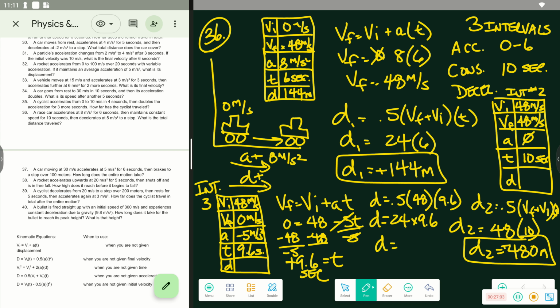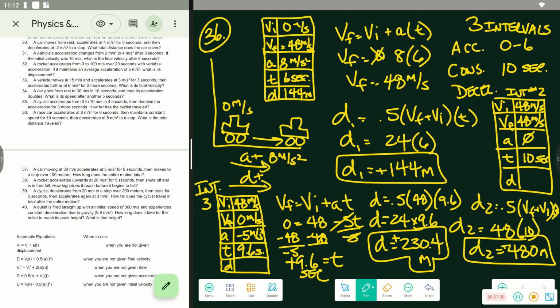Yes, that is correct. Go ahead, Joe. When you're doing the VF equals VI thing, I'm confused on that. Hold on. Let me just do this first. So this is going to equal 230.4 meters, and it's a positive.